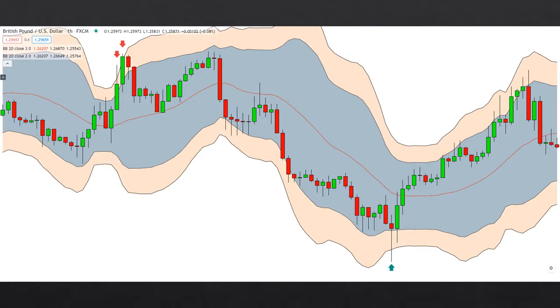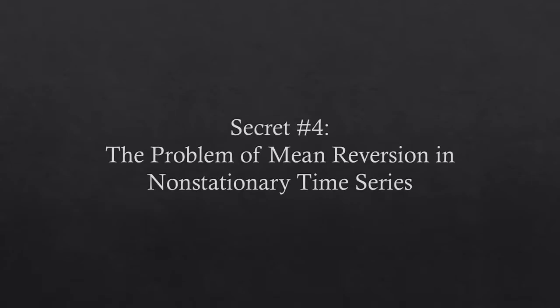Even though that makes sense statistically speaking, there are more pernicious problems that get in the way of this property of price. One of these detrimental problems is related to the fact that price charts are non-stationary, which is the subject of the next secret about Bollinger Bands. Secret number 4. The problem of mean reversion in non-stationary time series. The first strategy that comes to mind when we think about Bollinger Bands is assuming that price will reverse direction when it surpasses one of the outer bands and will reverse back to the center moving average.